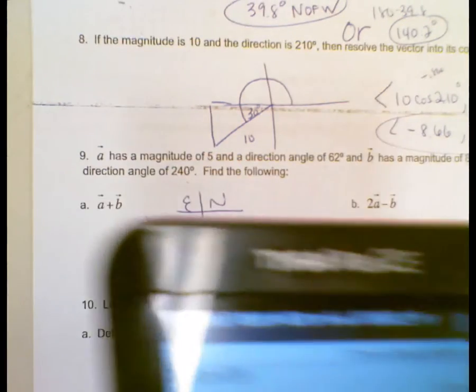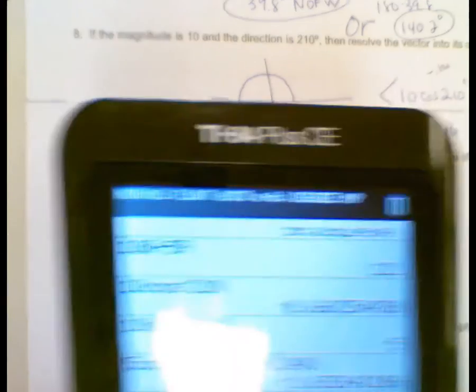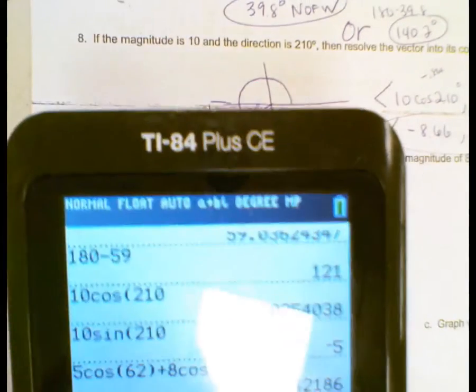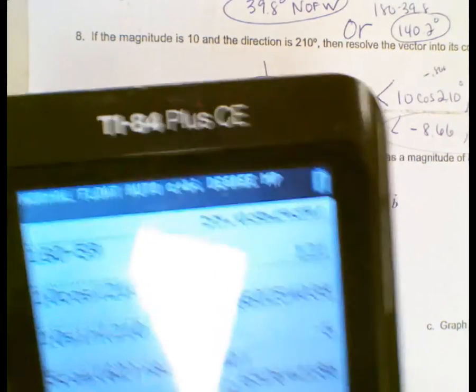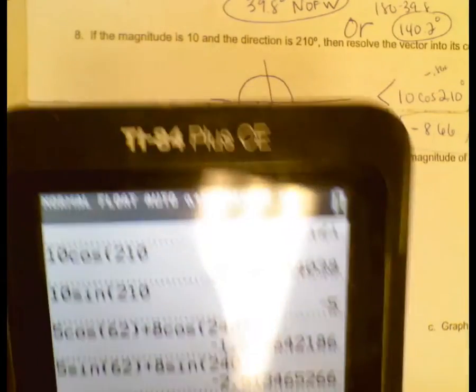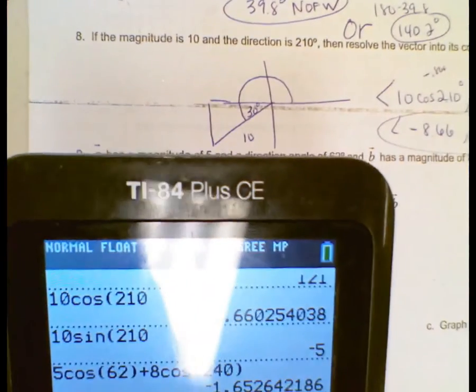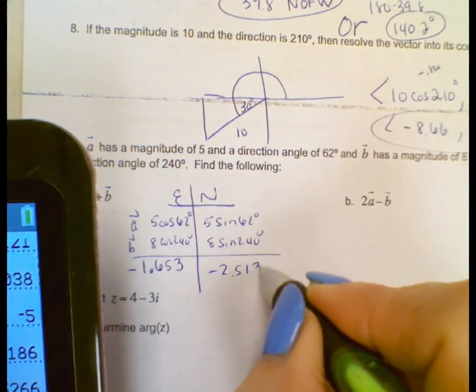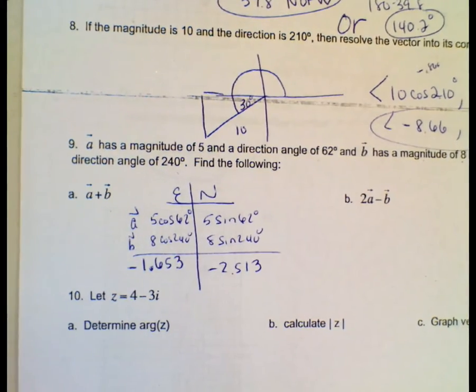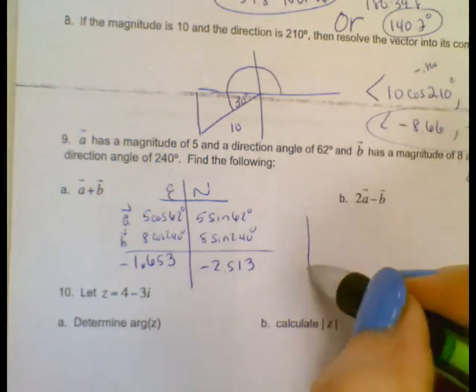So 5, now we're doing the verticals. Now we should have sines. 62 plus 8 sine 240 equals. Make sure these are both sine and make sure you don't make any mistakes. So this is negative 2.513. Now, I always say it's nice to do a redraw.